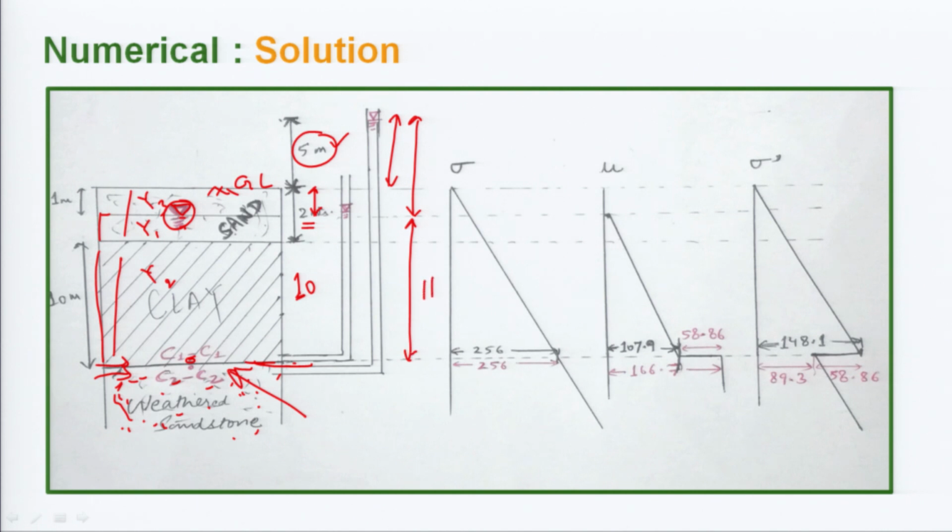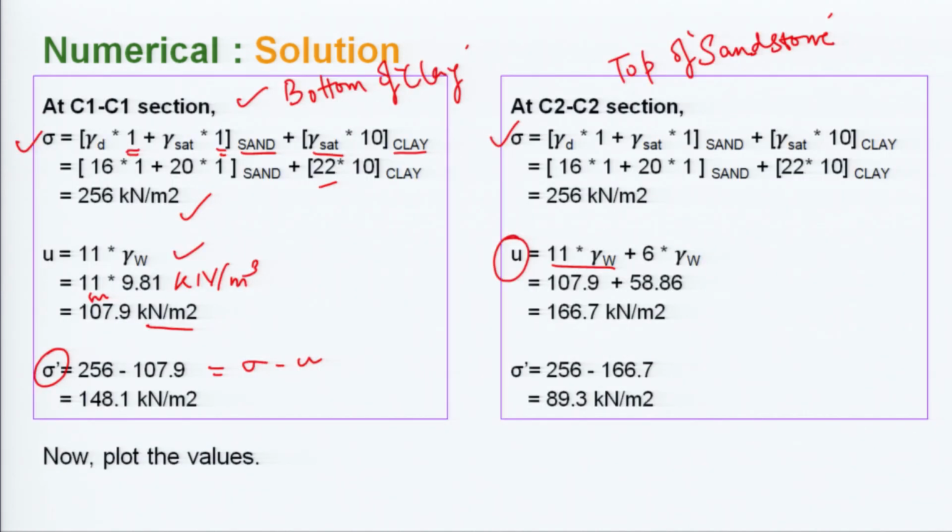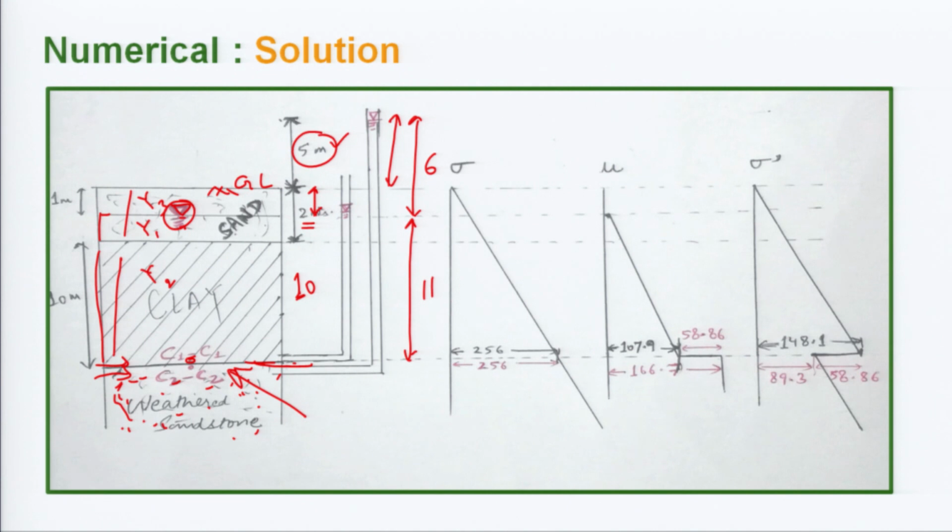This one is 11 here and then this one is 6. So, the entire 11 plus 6, 17 meters will be considered. So, that comes out to be 166.7 kilonewton per meter square, and effective stress value is nothing but total stress minus the pore water pressure. So, in this case it comes out to be 89.3. So, understand here a very important thing, let us now plot the values and get the graph here.